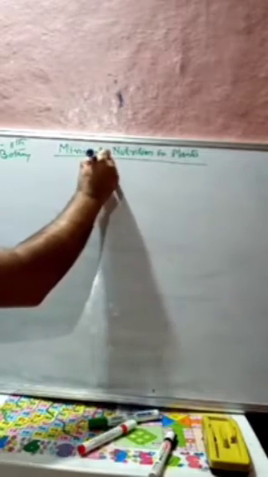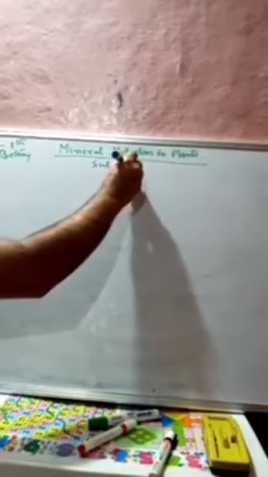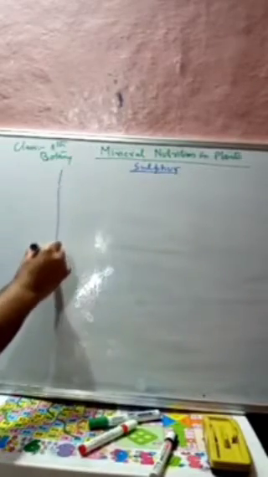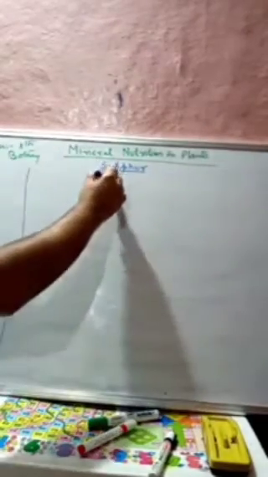Good morning, students. In continuation to our topic, mineral nutrition in plants, we will take another macro element, that is sulfur. Again, we will try to describe this element under four different headings.